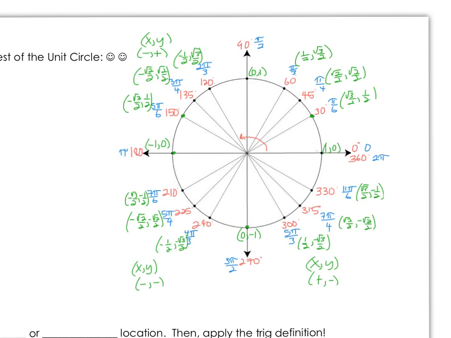The values that we utilize here are pretty consistent in our work that we do next year in trigonometry. And this is where we'll end the video today. We'll do more with this lesson tomorrow.